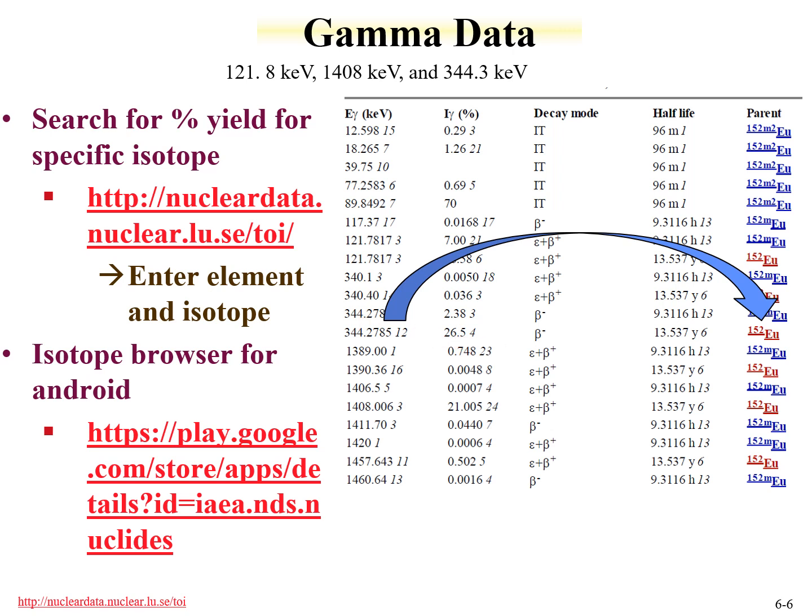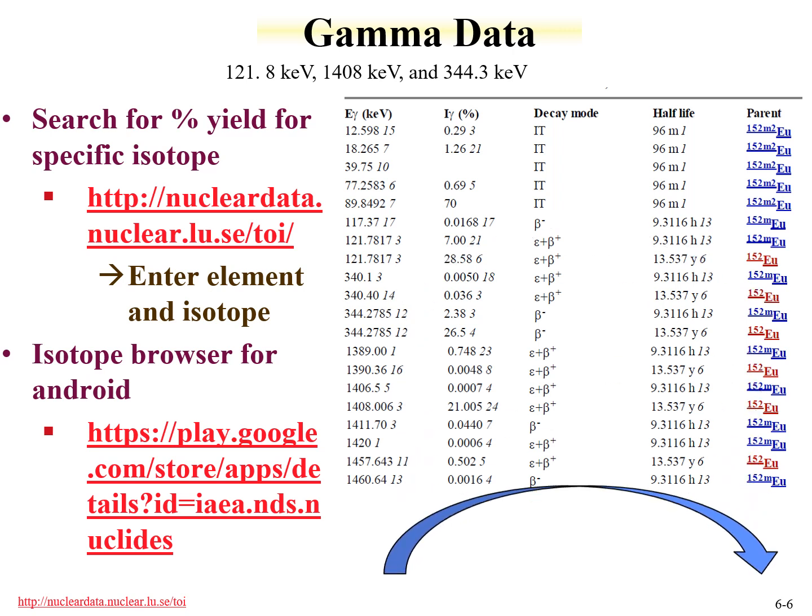Now the table that I'm showing here is actually just a smaller version of the entire data that you'll get for the gammas from europium-152. But as you can see, compared to the table of the isotope data, to find these percentages for the gamma intensities, this is a much more straightforward method.